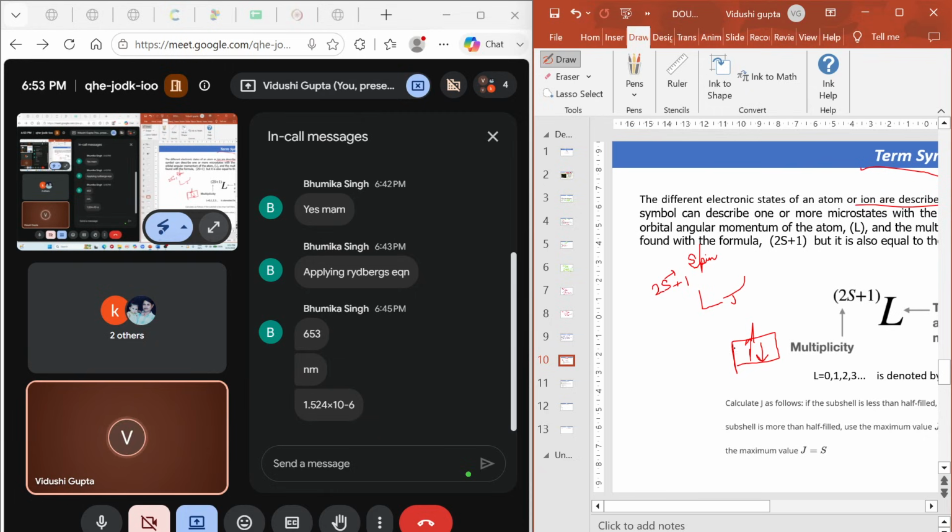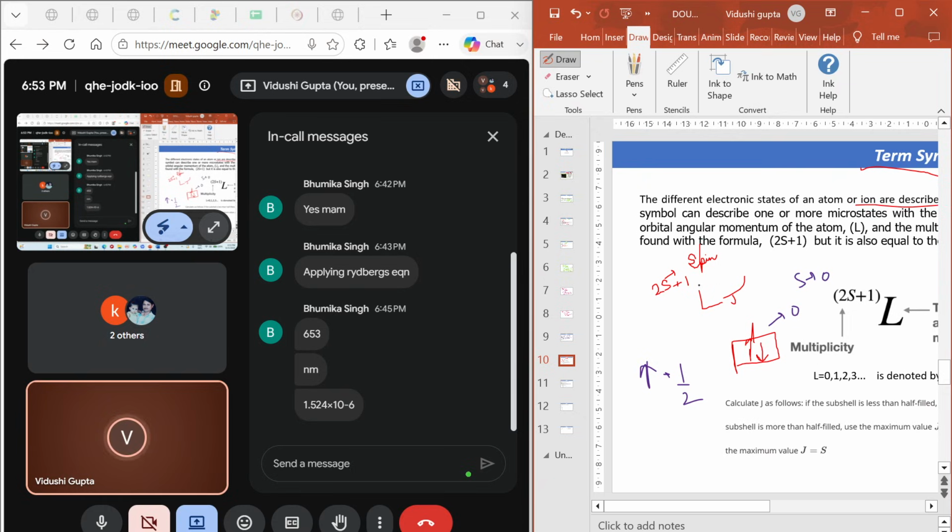What is the spin here? When in S, you have two electrons. For a single electron, the spin is half, and for the other it's minus half. So for one electron it's half, and for two it will be half plus minus half. That will cancel out. So the total spin will be 0 for the paired one. So here, S will be 0.